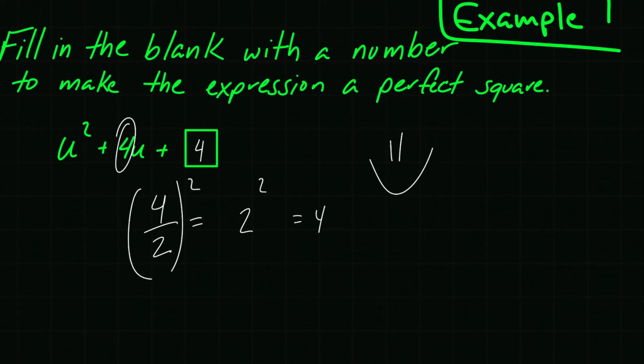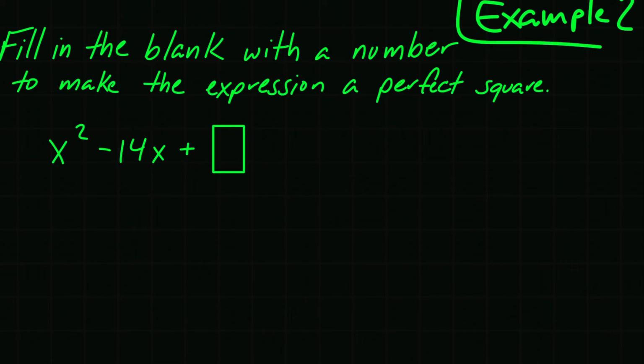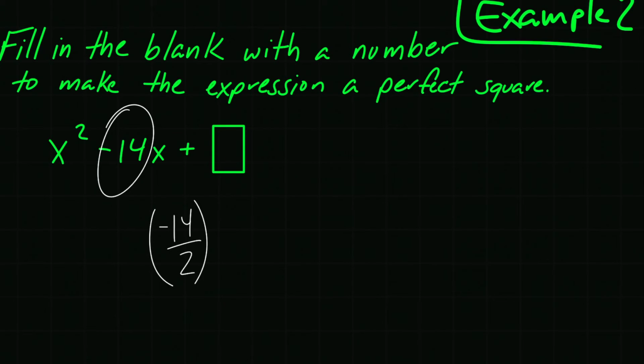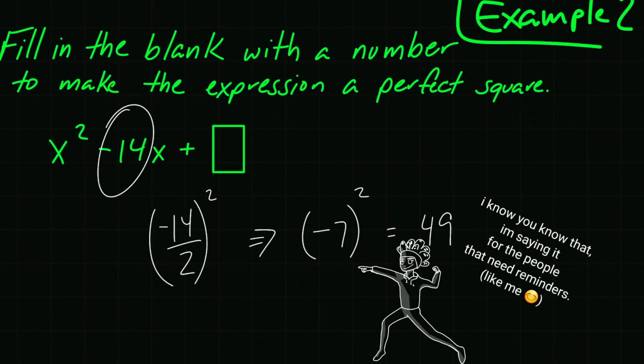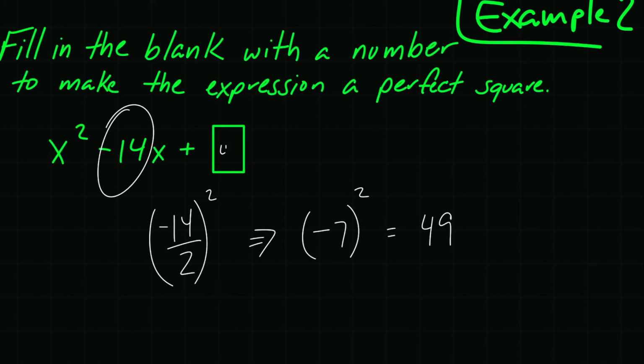And the problem's done. Here's example number 2. Again, fill in the blank with a number that will make this expression a perfect square. We take our b term again, which is negative 14 in this case. We divide it by 2 and then square it. Negative 14 divided by 2 is negative 7. When we square negative 7, that's 49, because negative times negative is a positive. So we have a 49 on the inside, and our problem is done.